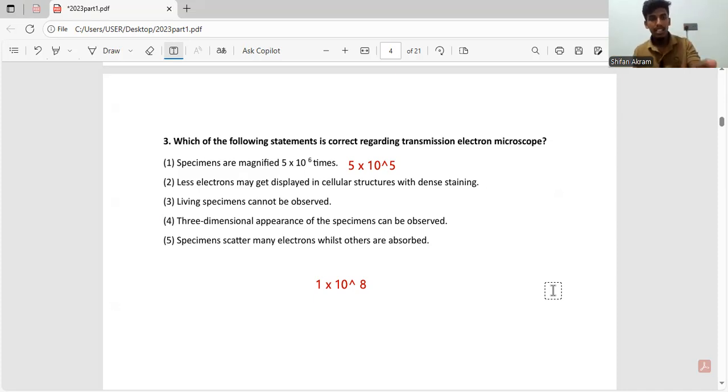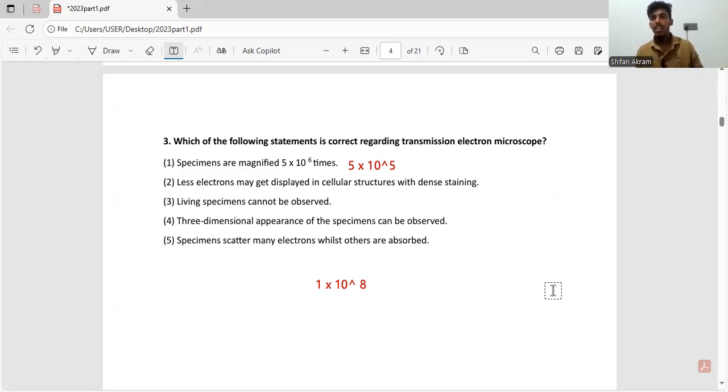So this statement is saying less electrons may get displayed in cellular structures with dense staining. Now, in the normal transmission electron microscope, this statement is correct. In a bright field electron microscope, as I told, most of the electrons pass through and some electrons get scattered. So in a bright field electron microscope, this is correct. This is out of syllabus, but I'm explaining it so that you guys will get an idea.